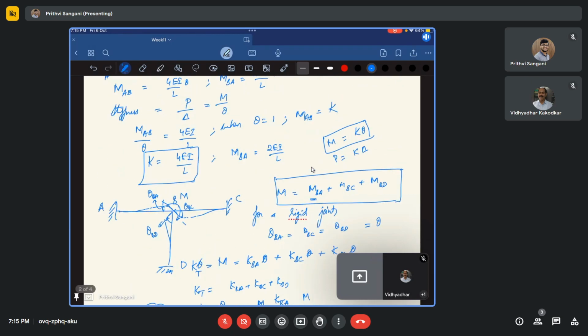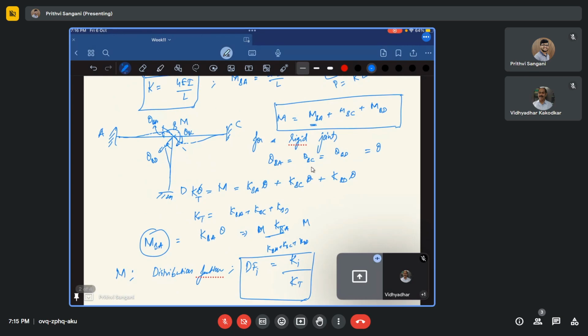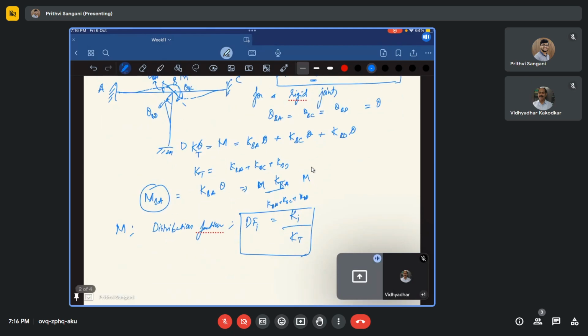Okay, and so far we discussed the stiffness. What is the stiffness factor? Stiffness factor is nothing but the stiffness of the member. We have derived 4EI by L, and you need to keep in mind that it is for the far end fixed. We also learned what the distribution factor is: how the moments are distributed in each member when you apply a moment M at the joint. That is one point. And the next one will be the carryover factor. So what is the carryover factor, and why are we learning all these things? Once we start solving some problems, I think it will be more clear.